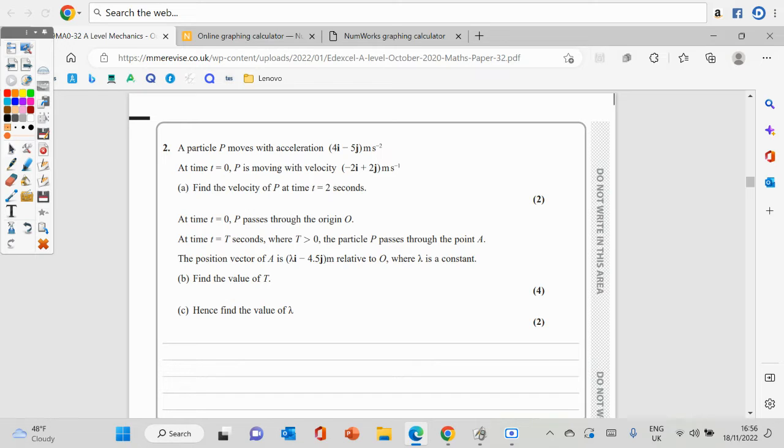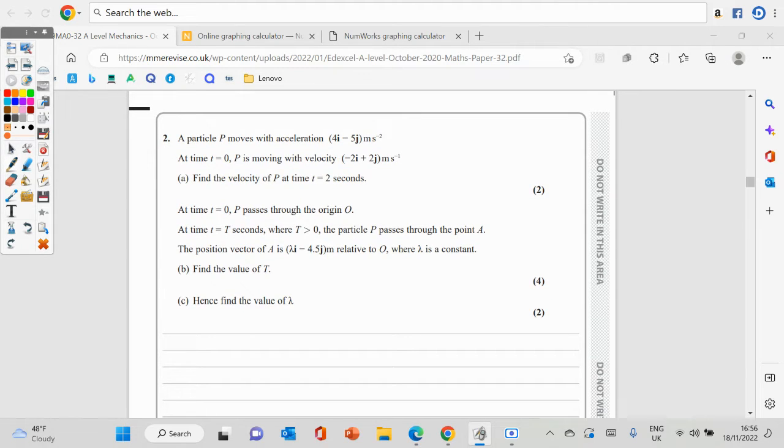So you've got two choices. You can either integrate it, which is my first thought, or we can use a little bit of our further kinematics knowledge. So you've got two ways you can do this. You can either say V is U plus AT, which makes sense to us, we know that from our SUVAT stuff. Or we can say V is the integral of the acceleration vector with respect to time.